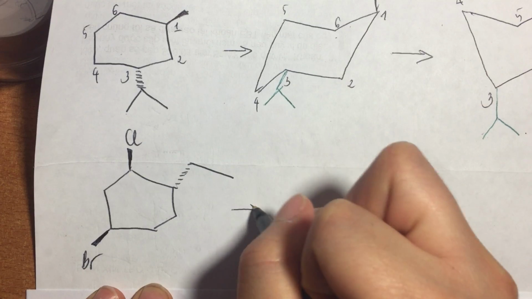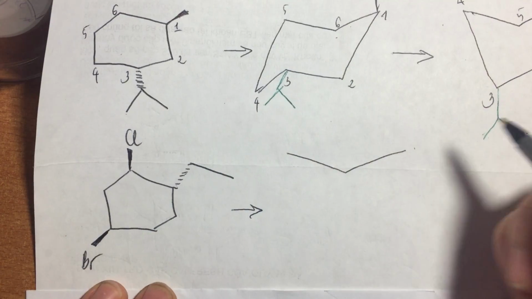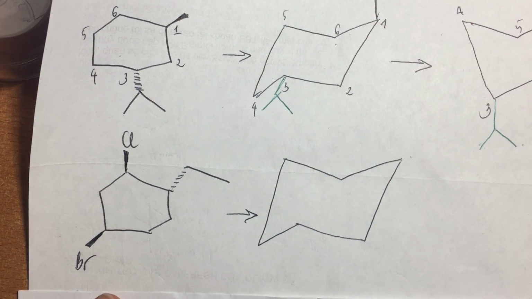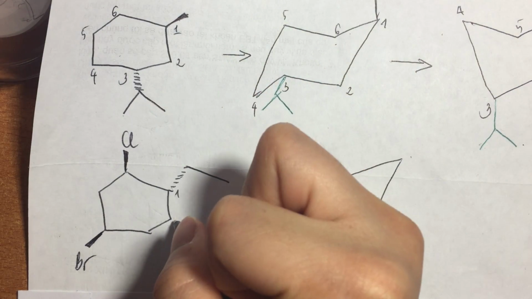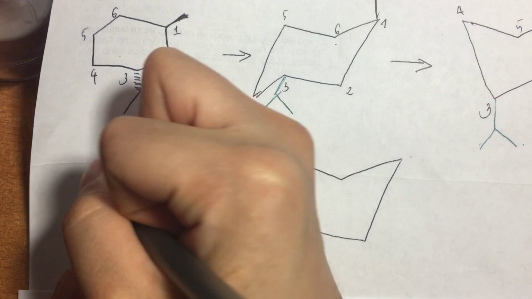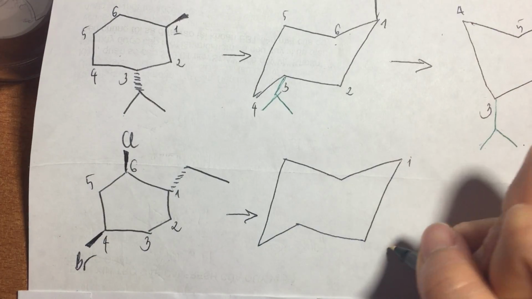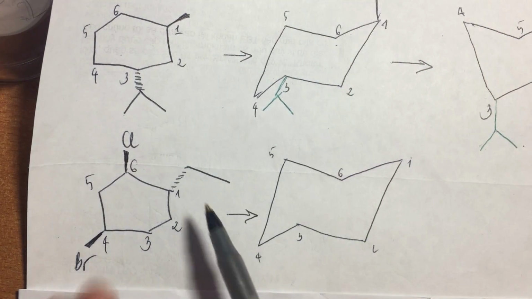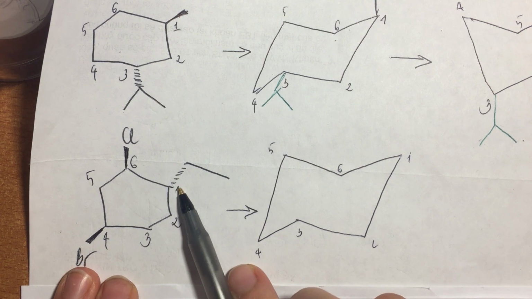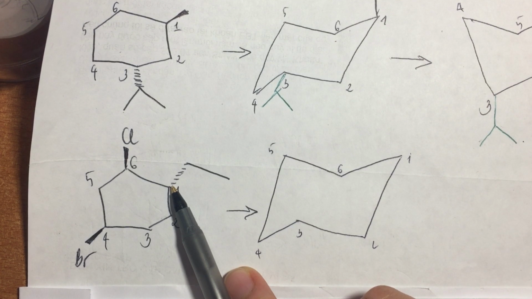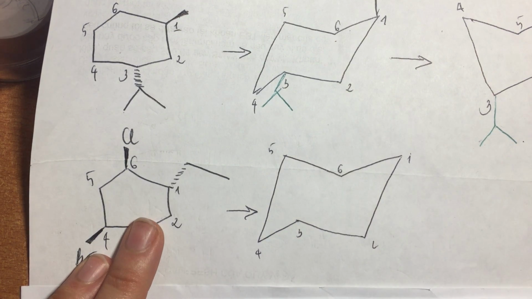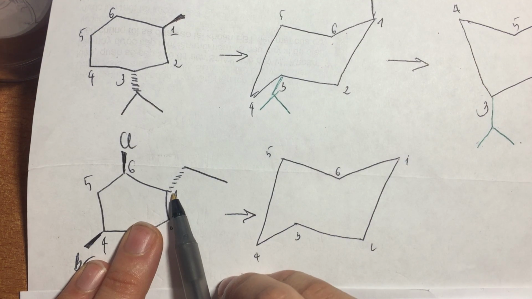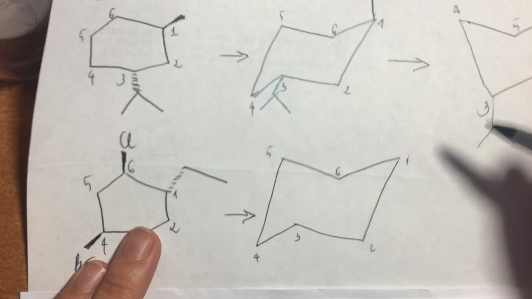So for this example, I will draw my first chair configuration. For my first chair configuration, again, I'll number it. This is 1, 2, 3, 4, 5, 6. At number 1, I have this in dash position. Dash means that it should be pointing down at number 1. At number 1, I have my axial is up. So this is dash, must go to equatorial, which is pointing down.